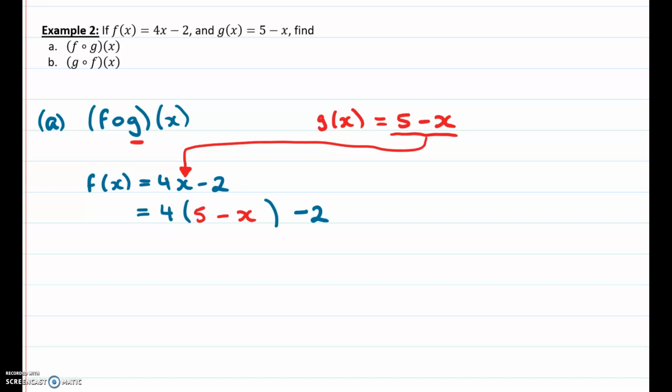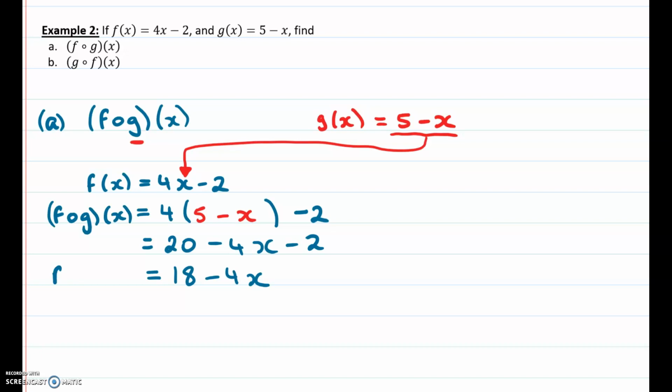And from here on, it's kind of traditional algebra. So we distribute the 4, so 4 5s are 20. 4 times negative x is minus 4x, minus 2. And then just add like terms, we have 20 and minus 2. Those are just regular numbers. So 20 minus 2 is 18, minus 4x. And that is, I should have changed it here actually, f o g of x. So f o g of x is equal to 18 minus 4x.